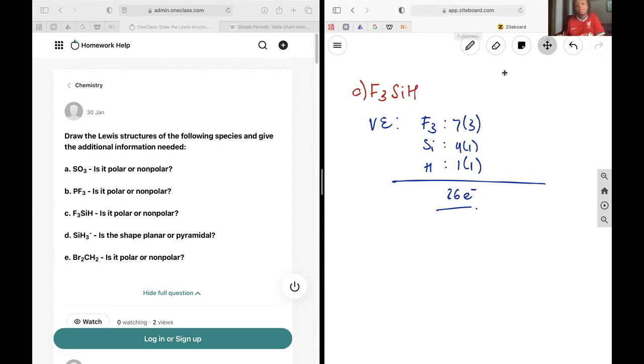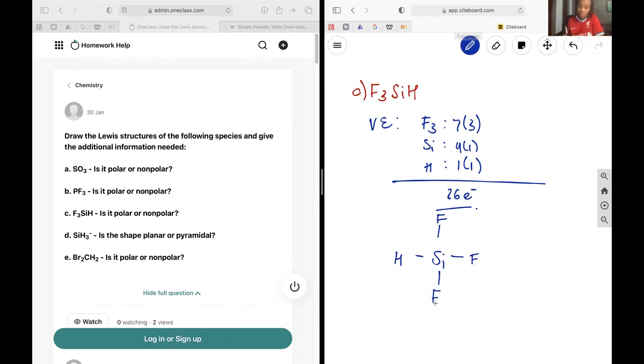So I now need to pick my central atom. Fluorine is the most electronegative. It can only make 1 bond, so it doesn't make sense to have that as a central atom. Hydrogen is not as electronegative, but it only has space for 1 bond because it only has the 1s orbital. And so my best choice will be silicon. It's like carbon as it can make 4 bonds. And so let's go ahead and place that. Let's place my 3 fluorines and my 1 hydrogen.